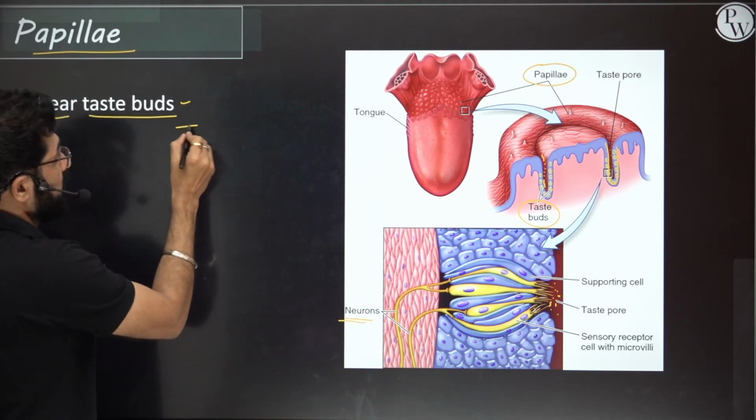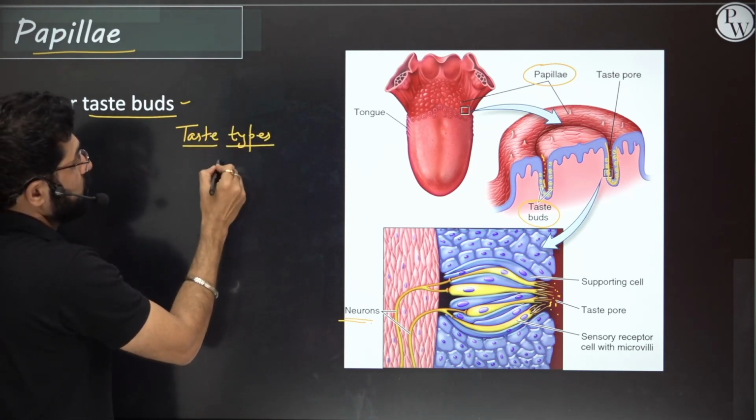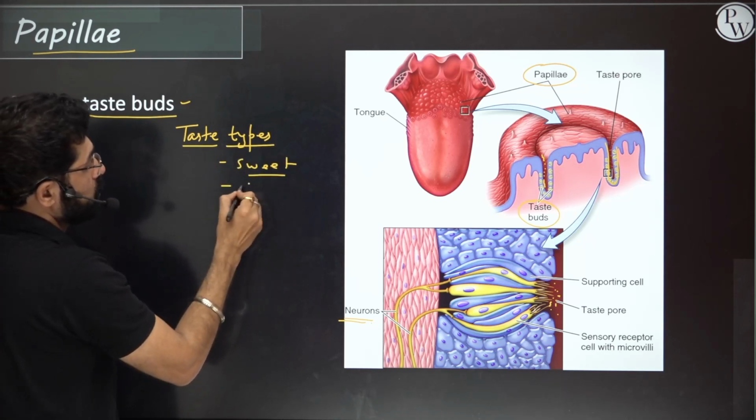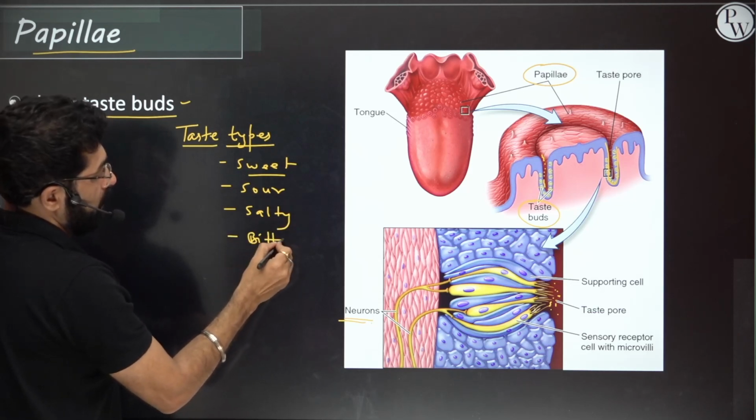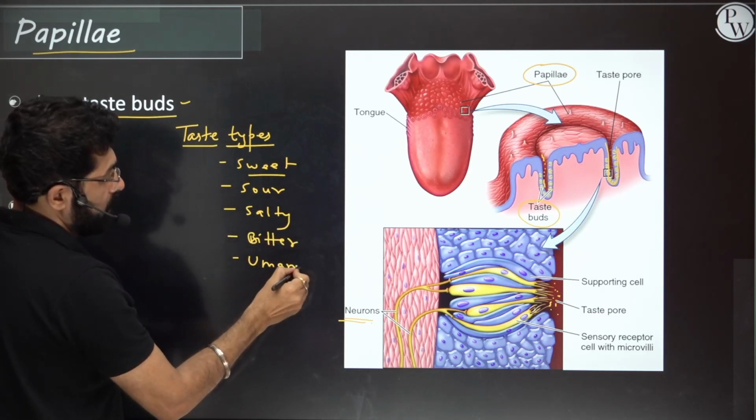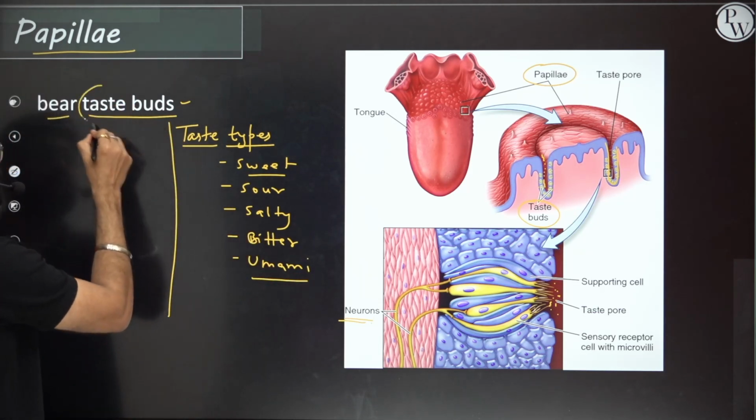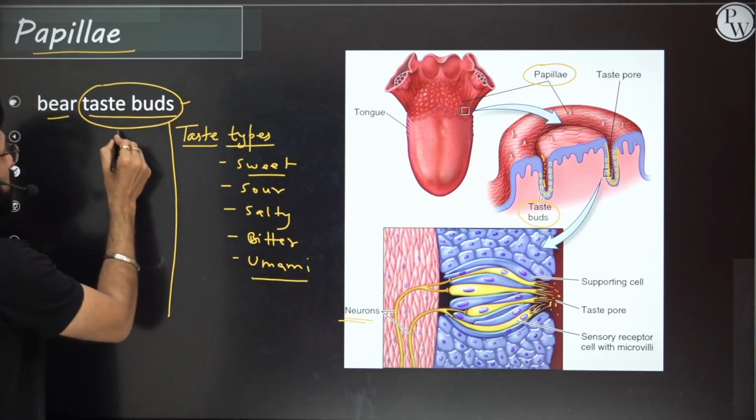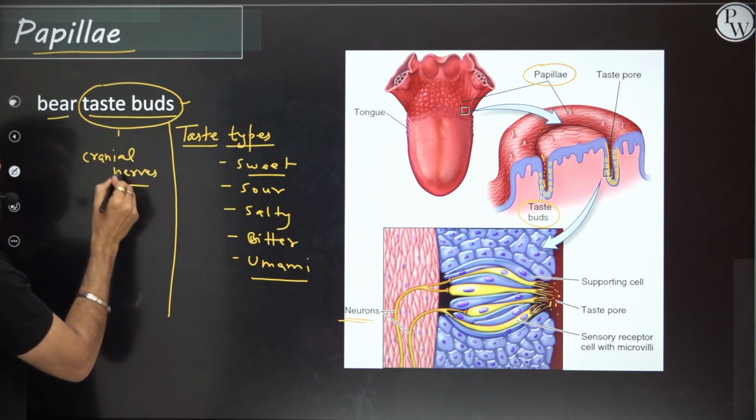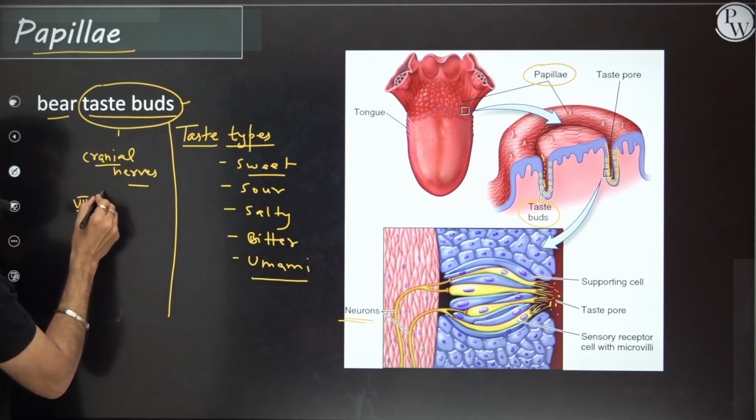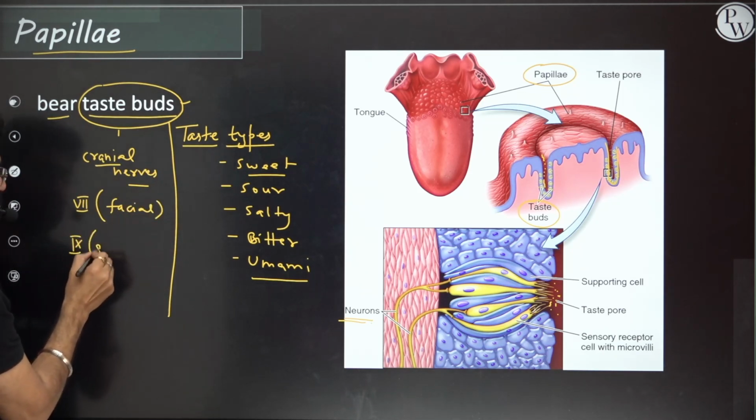So you have five types of taste, as you know. One is the sweet, other is sour, next is the salty, next is bitter, and the last one is the umami. Okay, one point here, you see, taste buds have nerve innervation. Cranial nerves, that is your seventh, that is facial. Ninth, that is your glossopharyngeal.